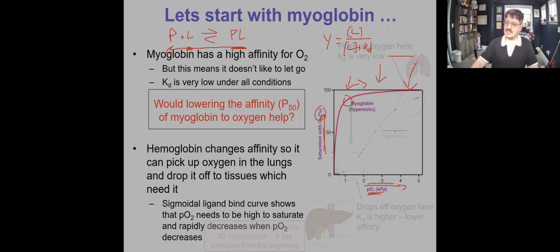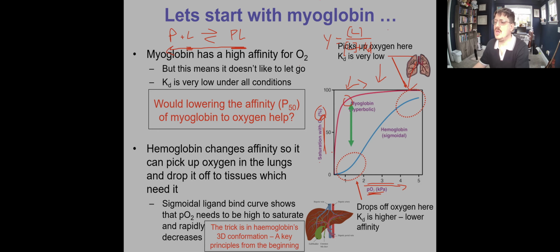and drop it off in the tissues which need it. And this gives it instead a sigmoidal curve, where you see that as the pressure increases, the saturation increases. Yep, that's still the same, but we see that the pressure needs to be quite high in order to fill it up. But when it does fill up, it gets near completely full. But then when the pressure drops, the fullness drops off really easily, allowing it to drop off that oxygen more efficiently. And so hemoglobin gets almost as full as myoglobin at the same pressure, but when the pressure drops, it drops off a lot more.